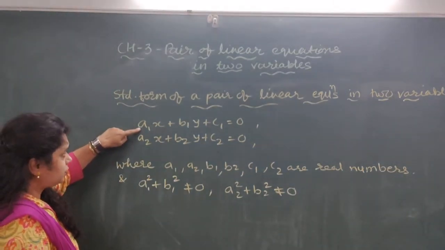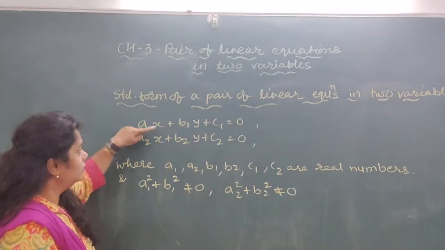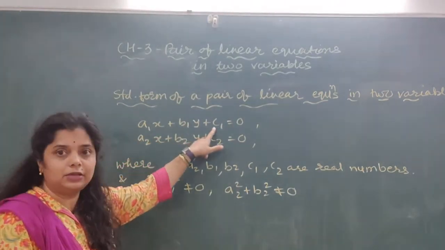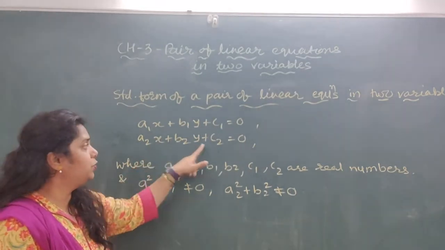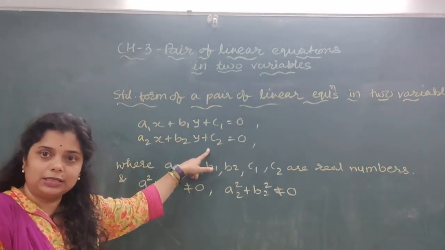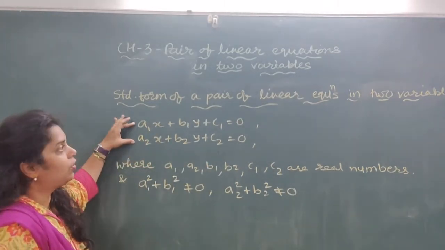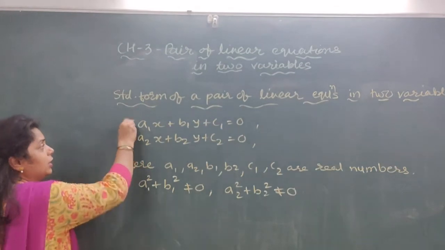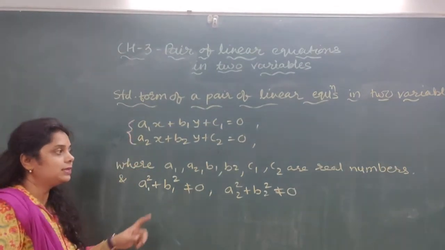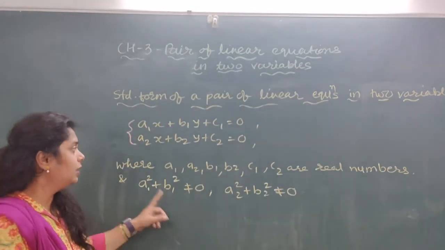So we denote A as A1, B as B1, C as C1 for the first equation, and for the second we denote A2, B2 and C2. Isn't it easy? So these are what we call a pair of linear equations. And the same condition applies here.